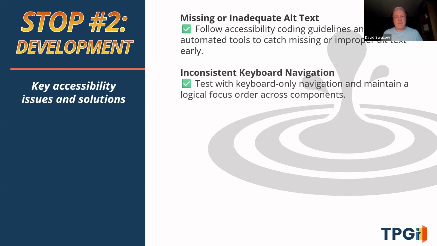Inconsistent keyboard navigation. So focus management isn't built into components, and developers might rely on mouse interactions without accounting for keyboard users. And the ripple effect is that testing teams may encounter significant navigation gaps, and that requires issue logging and delays in validating the product's accessibility. What should happen? Developers should test their work with keyboard-only navigation and ensure logical focus order is preserved across all components.